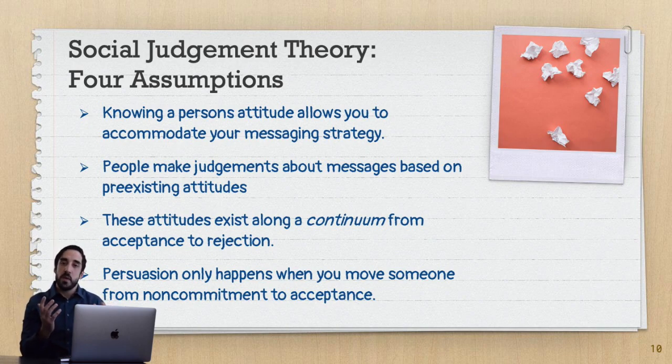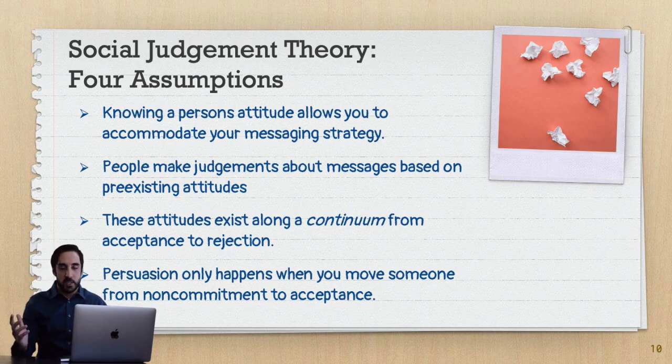In this sense, we believe, in thinking about social judgment theory, that attitudes exist along a continuum, from being very acceptable attitudes and things that would easily persuade us, to things that are less likely to persuade us and farther on the scale or the continuum of rejection. People who think about social judgment theory often argue that persuasion can only happen if we can move somebody along that continuum from non-commitment closer towards acceptance of an idea.